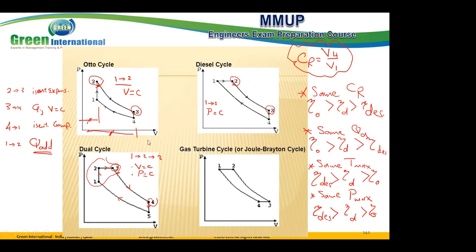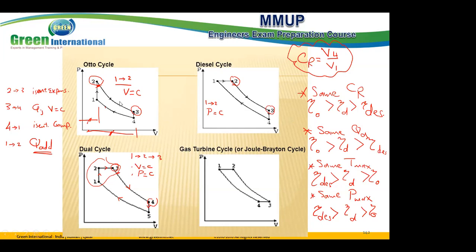What's the meaning of that? The compression from 4 to 1 is isentropic compression, all the same. Also the expansion, 2 to 3, is isentropic expansion, the same name for the process. Q rejected happens at constant volume, 3 to 4, 5 to 4, all the same. So what is different?